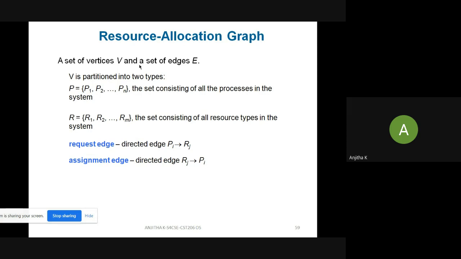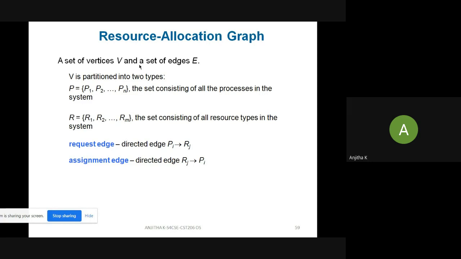Edges are of two types. One is the request edge, which is a directed edge, and the other is the assignment edge, which is also directed. So what is request? When a process is requesting a resource, it is indicated by Pi implies Rj. Pi implies Rj means Pi process is requesting the resource Rj. Okay, that is the request edge. And what is the resource assignment edge? Assignment edge is indicated as Rj implies Pi. That means the resource Rj is held by Pi.